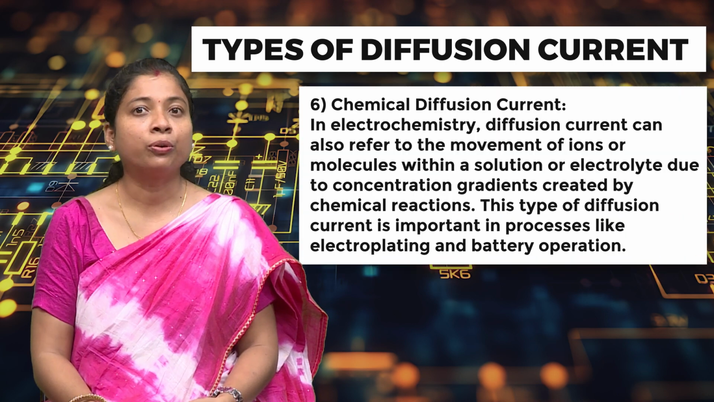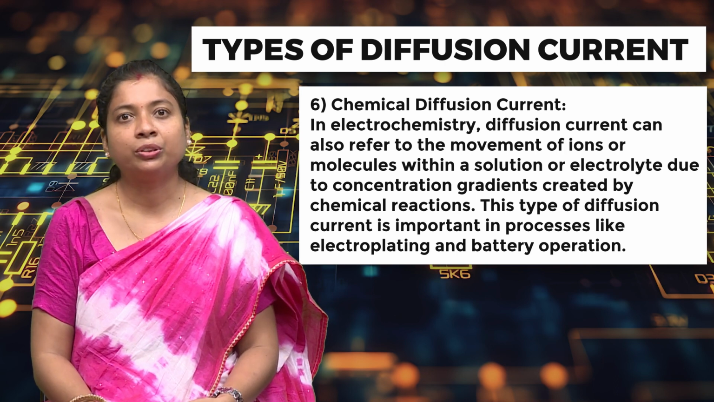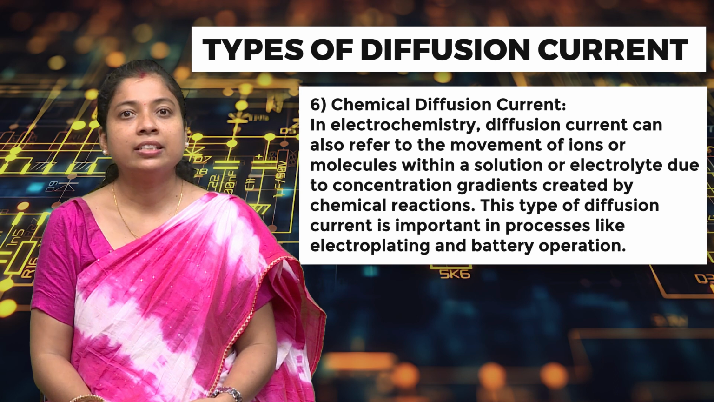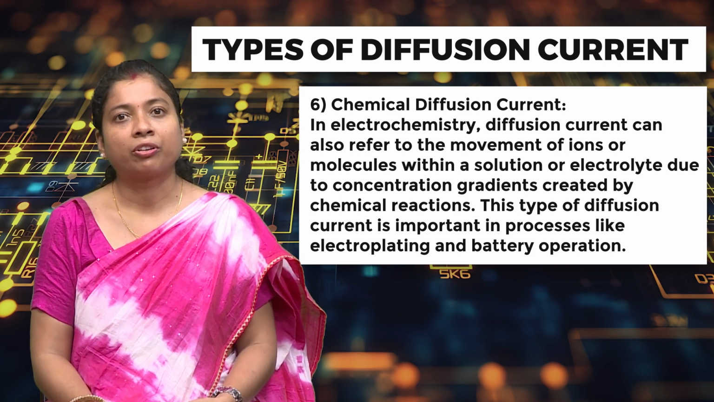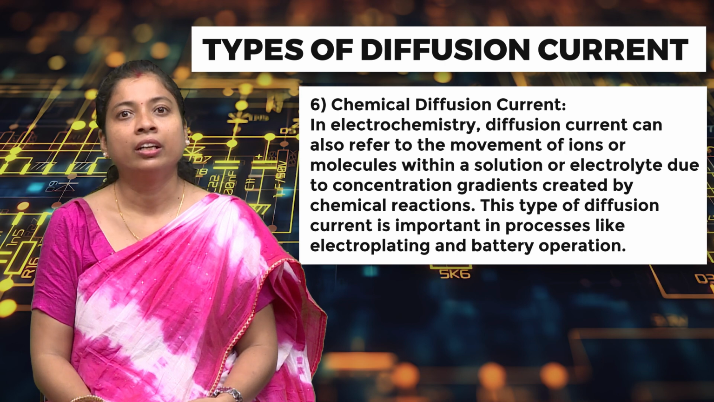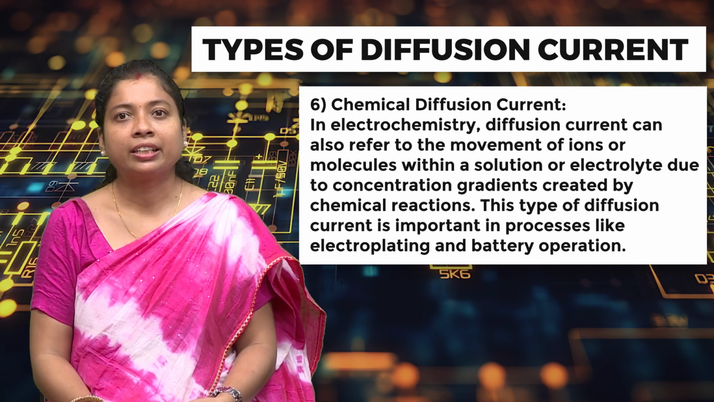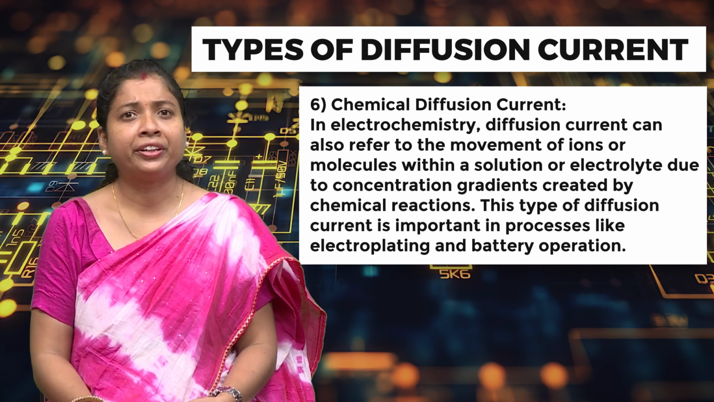In electrochemistry, diffusion current can also refer to the movement of ions or molecules within a solution or an electrolyte due to concentration gradients created by a chemical reaction. This type of diffusion current is important in processes like electroplating and battery operation.